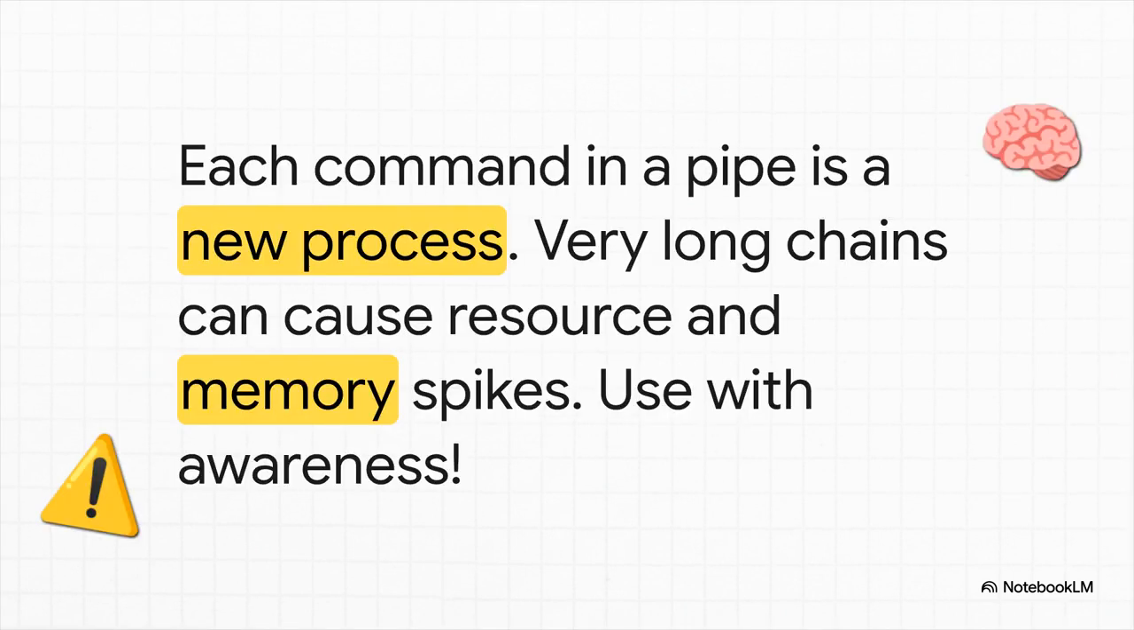And finally, here's a little something that shows you have a truly deep level of understanding, knowing the limitations. Every single command in a pipe creates a brand new process. So a chain with 10 commands is actually creating 10 new processes. While it's incredibly powerful, you have to be aware that super long or inefficient chains can cause resource spikes. Sometimes a well-written script is actually the better solution.